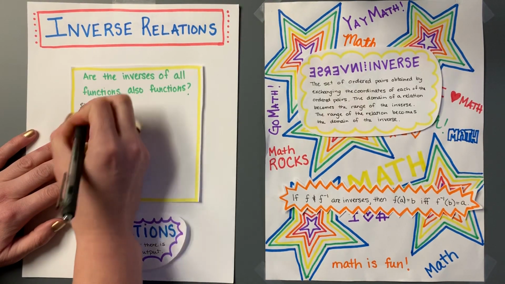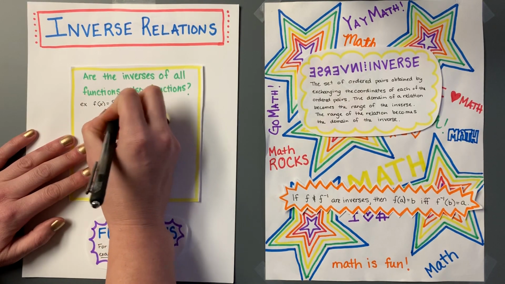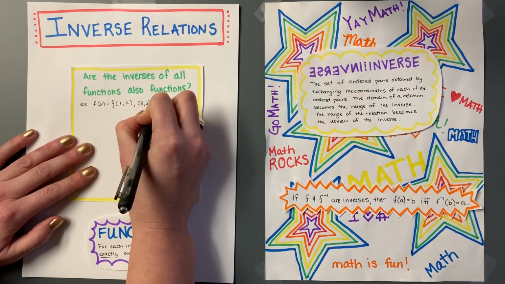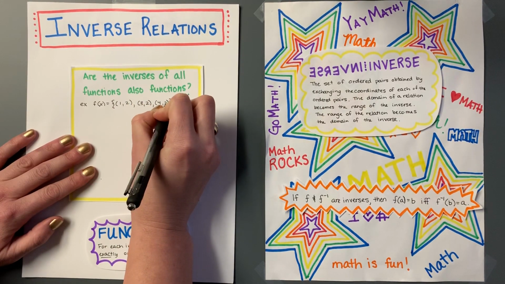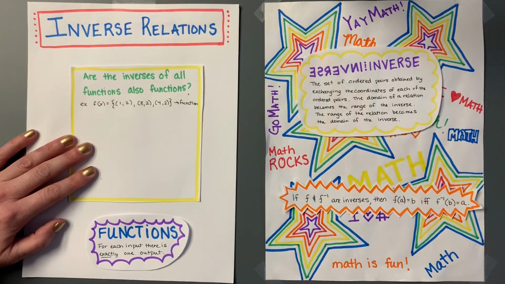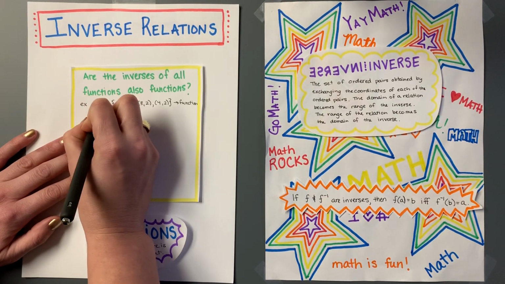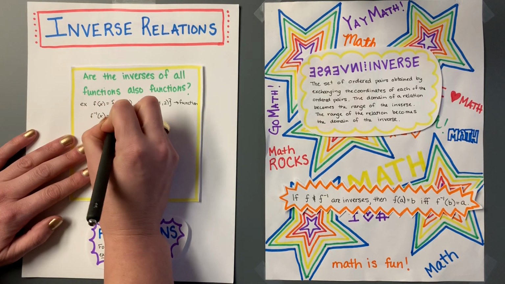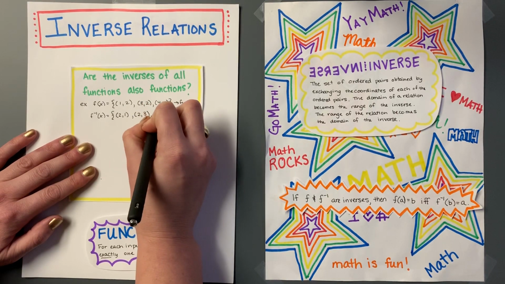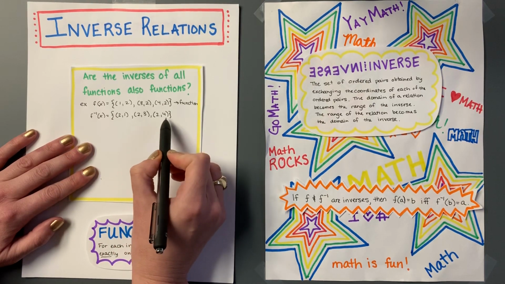So here is an example. If we have f of x is equal to this relation (1, 2), (3, 2), and (4, 2), this is a function. So this is my original relation. It is a function. I have the inputs 1, 3, and 4, and they each have an output. If I find f inverse, I do this by just reversing my ordered pairs, the x and the y components. So this gives me (2, 1), (2, 3), and (2, 4).